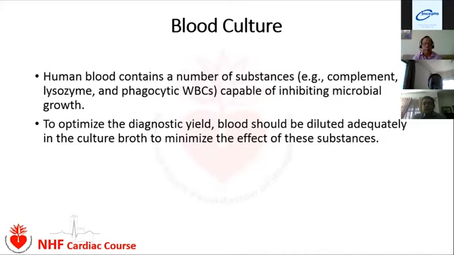We must remember human blood contains a number of substances like complement, lysozyme, and phagocytic WBCs, which are capable of inhibiting microbial growth. So to optimize the diagnostic yield, blood should be diluted adequately in the culture broth to minimize the effect of these substances. And another thing is very important, that the blood has to be inoculated within 2 hours to have a good culture. Because by 4 hours, these things take up their action and destroy our sample.